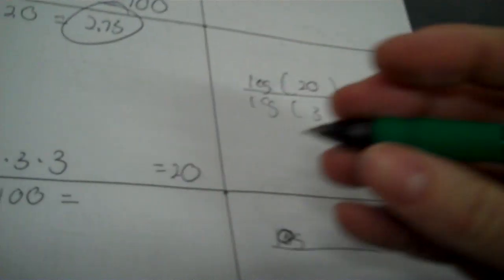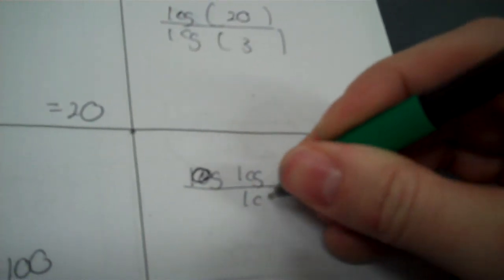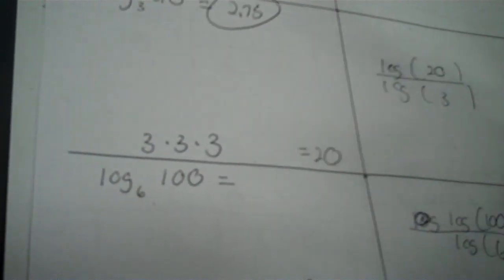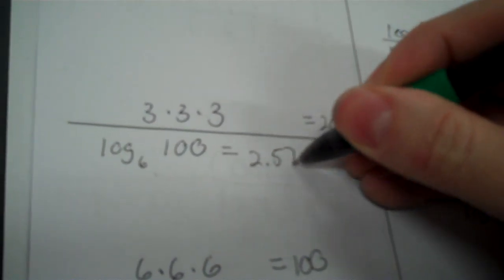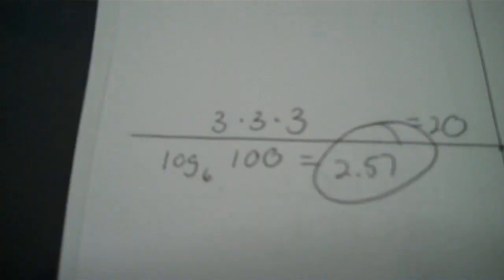Whoops, sorry, I'm ahead of myself. So 6 to the 3 is 216, and 6 to the 4 is 1296. Okay, that's too high, so I go to this is called the change of base formula. Just think of it as log over log. You divide 2 logarithms. The bottom one's your base 6 and then 100. So log 100 divided by log 6, 2.57. Okay, that's it.